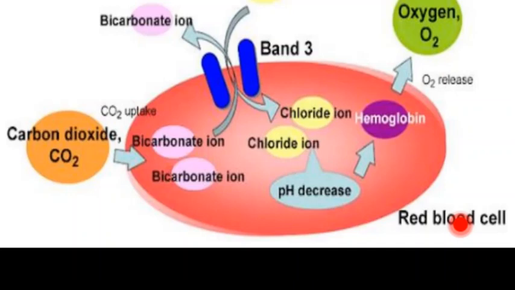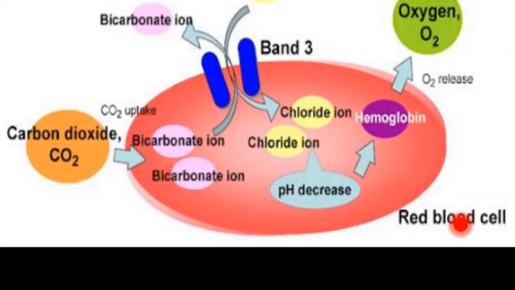So in this picture you can see red blood cells, carbon dioxide uptake and conversion into bicarbonate. And band 3 protein helps bicarbonate flow out and chloride ion flow inside, and due to this chloride ion the pH decreases and the hemoglobin releases oxygen outside the cell.